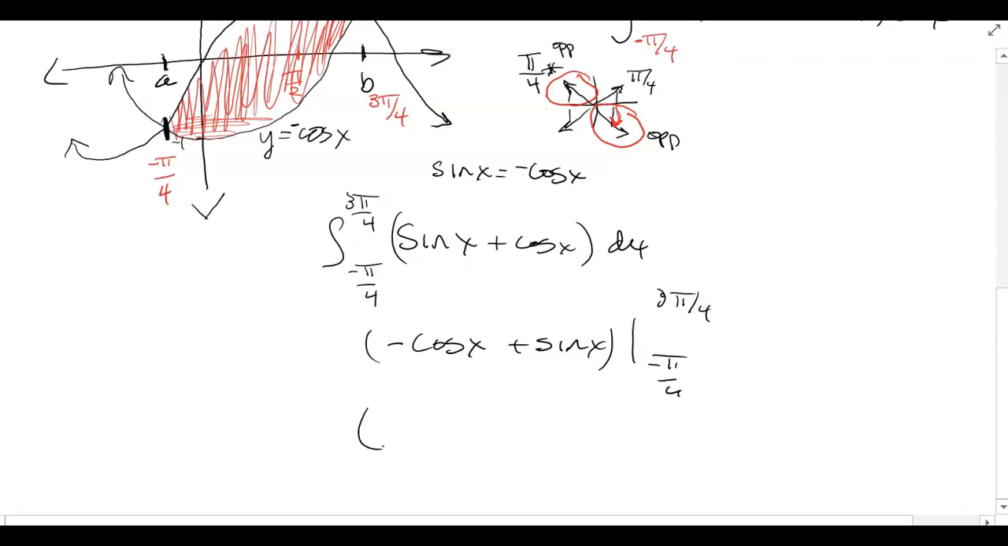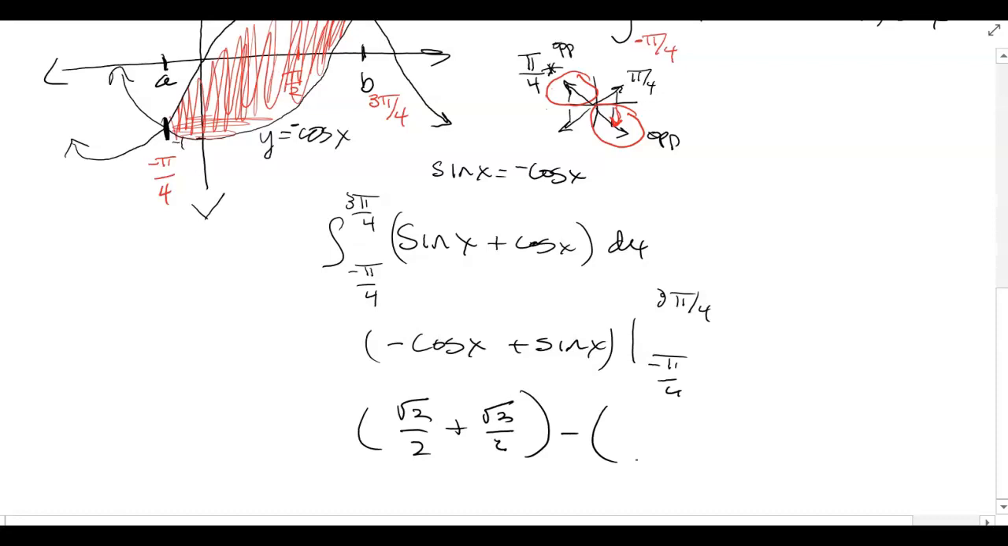The cosine of 3 pi over 4, 3 pi over 4 was in quadrant 2. Cosine was negative. But the cosine of a negative, and then the opposite of that, is going to end up being a positive square root of 2 over 2. Now, sine of 3 pi over 4, of course, that's in quadrant 2, where sine is always positive, so that's just positive square root of 2 over 2. Then we're going to subtract. Now we're going to use negative pi over 4.